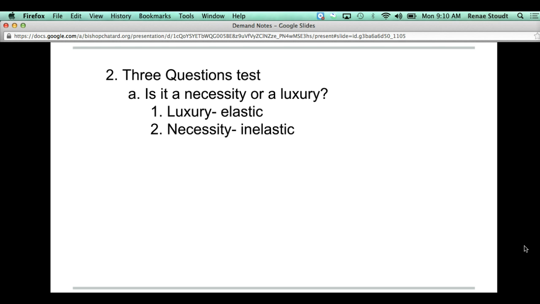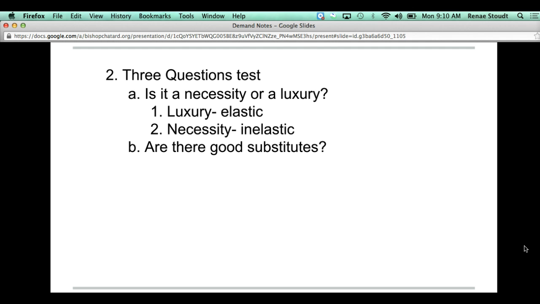Now these questions, like I said, it's a 3 questions test. You have to ask all 3 questions, and it's a best 2 out of 3 deal. If 2 out of the 3 questions tell you it's elastic, then the product is elastic. If 2 out of the 3 questions tell you it's inelastic, then it is inelastic. The other 2 questions are even simpler than this. They're yes or no questions.